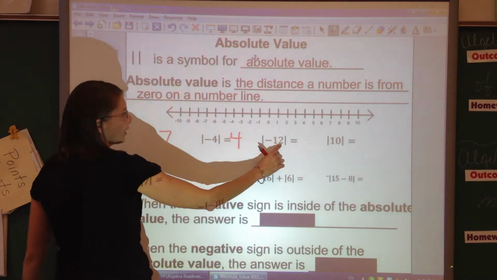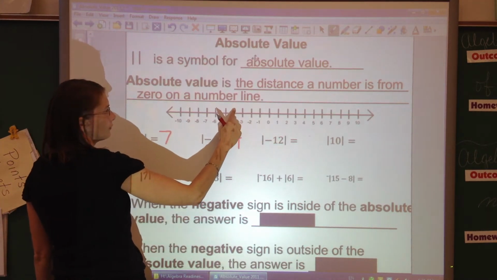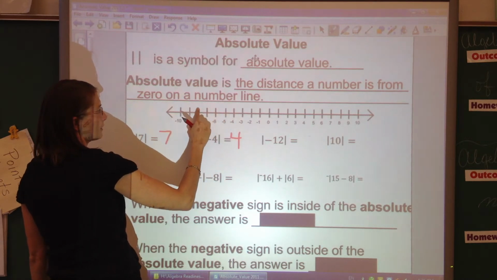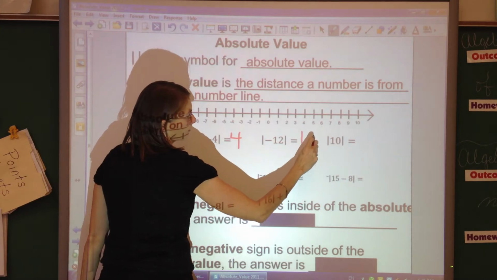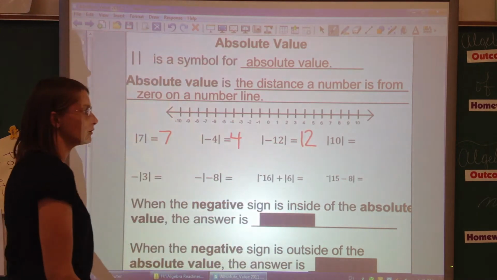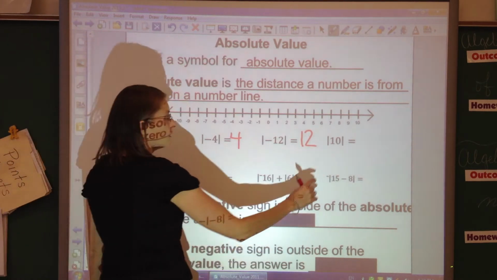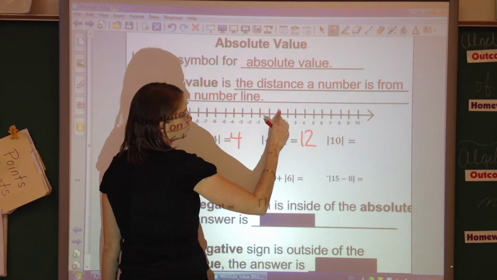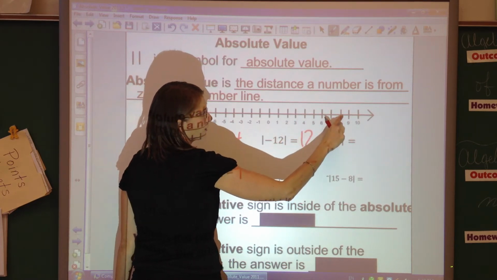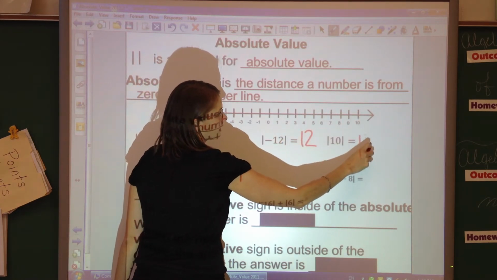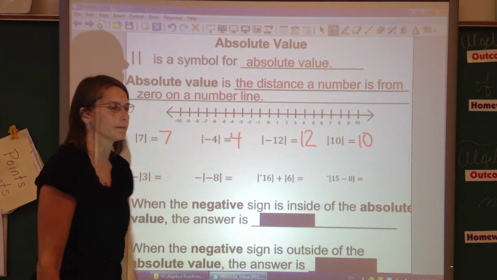So -12 would be over here. And that would be 1, 2, 3, 4, 5, 6, 7, 8, 9, 10, 11, 12 hops away from 0. So the absolute value of -12 is +12. And +10 is 1, 2, 3, 4, 5, 6, 7, 8, 9, 10 hops away from 0. So the absolute value of 10 is 10.